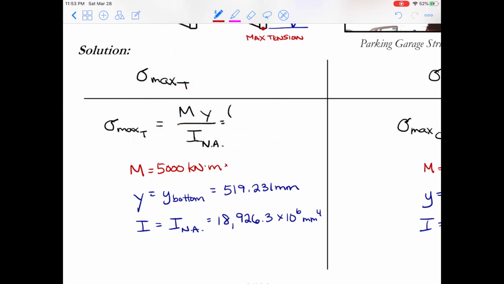Now, as with all calculations, we need to watch our units. And so I'm going to convert my moment into newtons and millimeters, since my y and my I are in millimeters. To do that, I need to multiply by 1,000 newtons per kilonewton and 1,000 millimeters per meter. So that's going to give me now 5,000 times 10 to the 6th newton millimeters for my moment. So that's what I'll plug in for my moment.